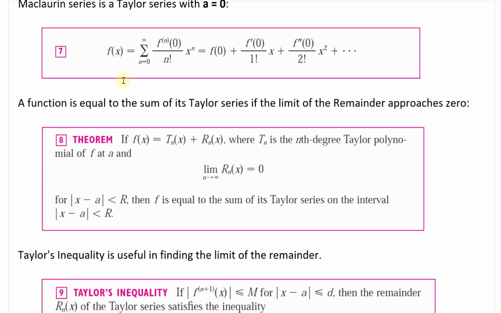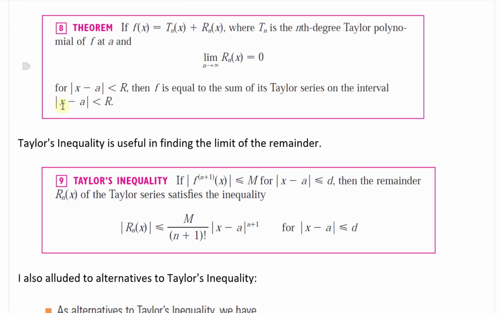And as I went over in that video, we stated that a function is equal to the sum of its Taylor series if the limit of the remainder approaches 0, and this is a theorem. So if f(x) equals the Taylor series T_n plus a remainder R_n(x), where T_n is the nth degree Taylor polynomial of f at a, and the limit as n approaches infinity of R_n(x), the remainder, is equal to 0 for the absolute value of x minus a less than R, which is the radius of convergence, then f is equal to the sum of its Taylor series on the interval where the absolute value of x minus a is less than the radius of convergence R.